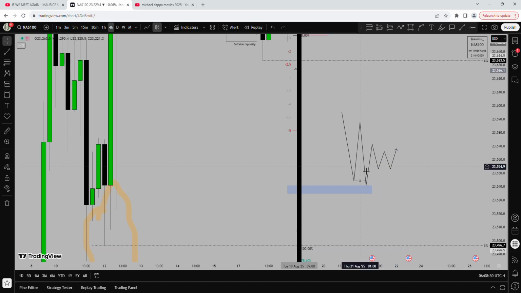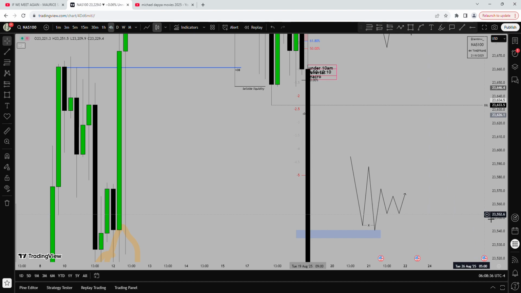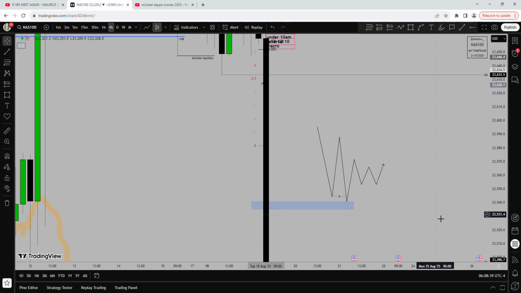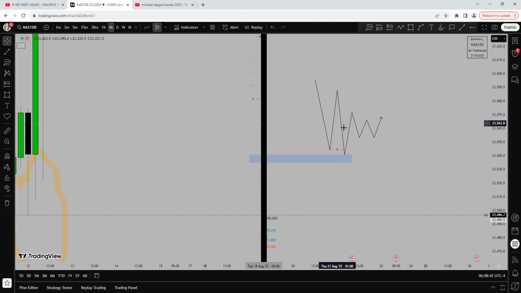But if the sweep of liquidity doesn't give me a sufficient displacement towards the upside, I'm still looking for sells. All right, and I want to see not this exactly. I want to see that when price sweeps this liquidity, it also sweeps this liquidity.